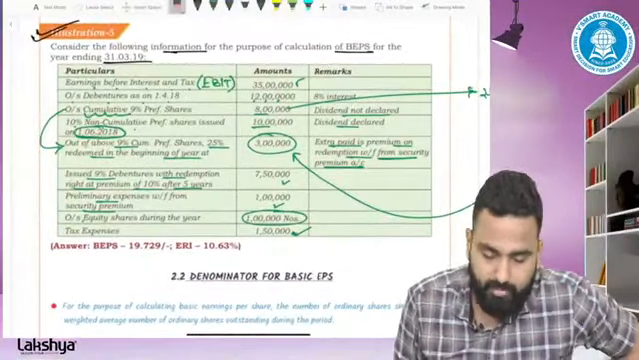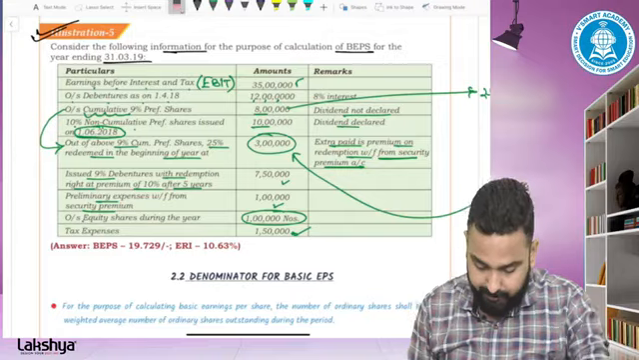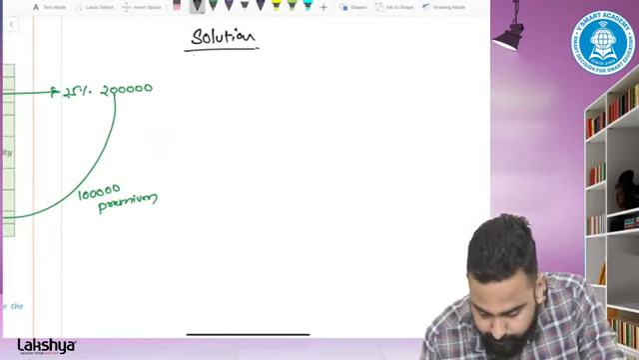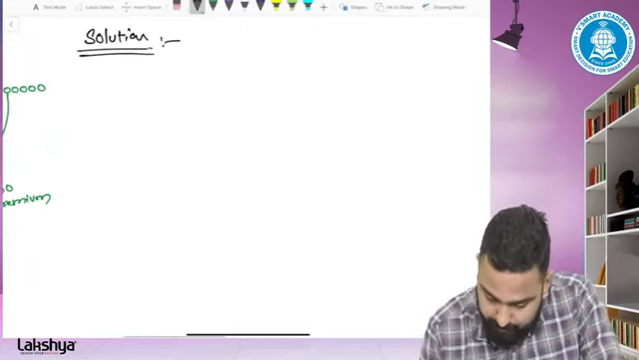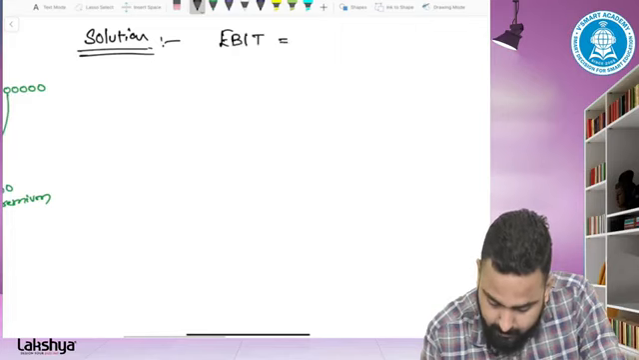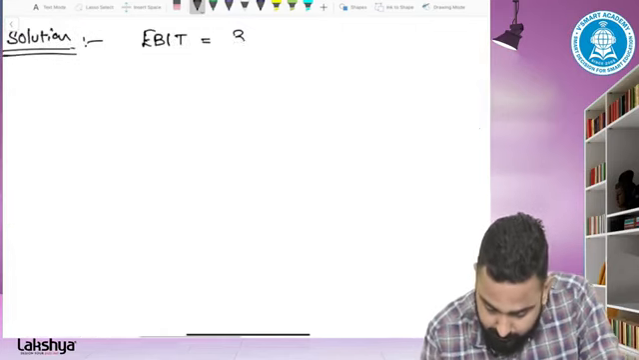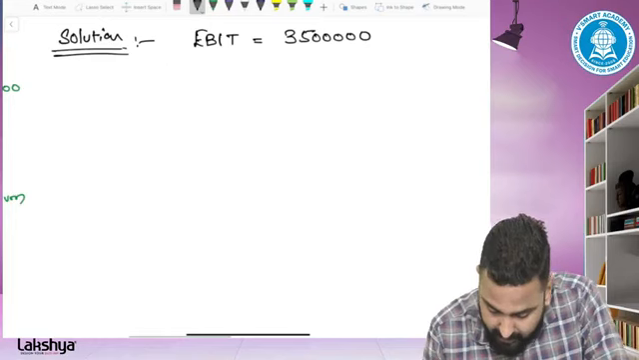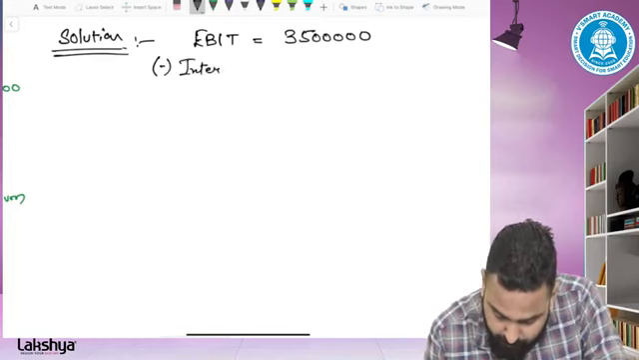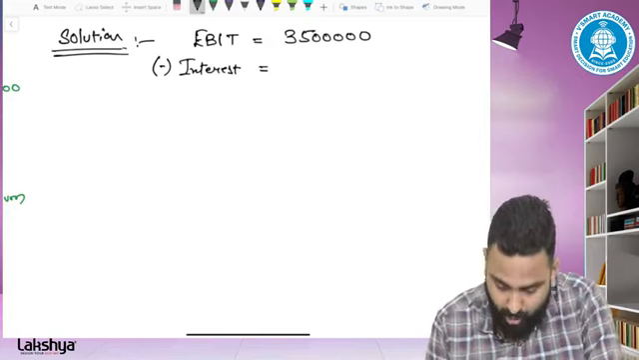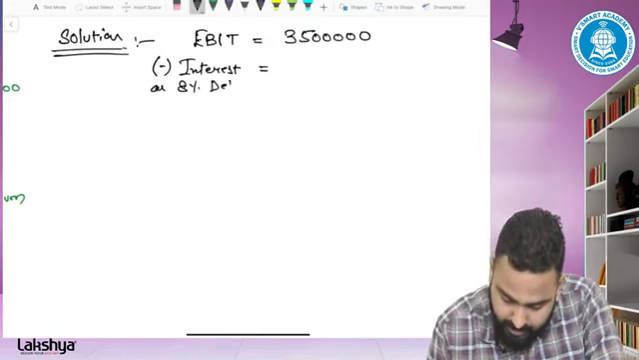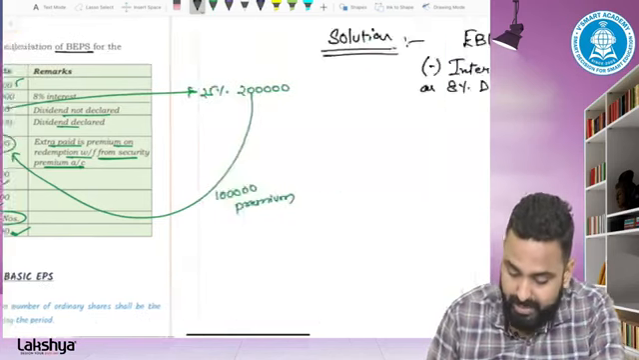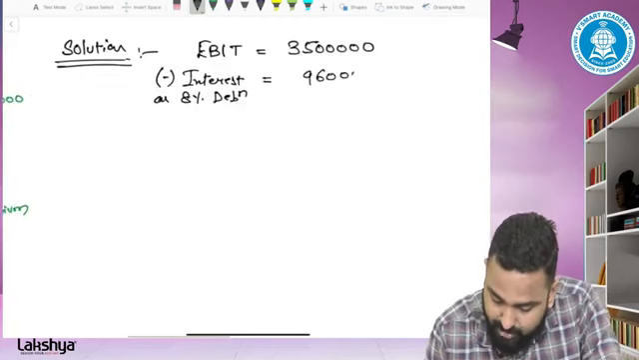Okay, guys, you must have tried the question. Let me now discuss it one by one. First of all, our EBIT is 35 lakh. Now, first of all, we'll deduct the interest cost, the interest on 8% debentures. If you calculate interest on 8% debentures of 1 crore 20 lakh, you will get 9 lakh 60,000.